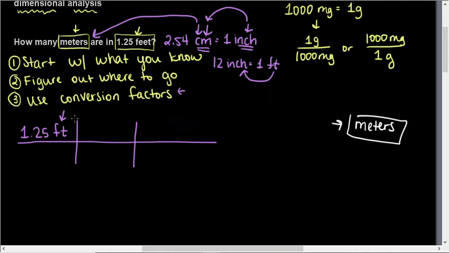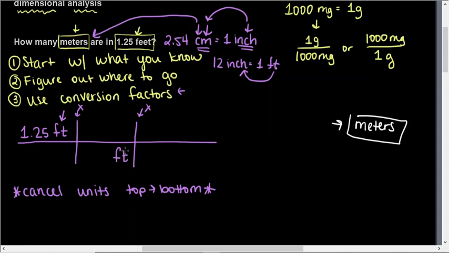The next important thing is you want to cancel the units, top to bottom. That's really, really important. That's the algebra trick that we're going to do here, because every single one of these steps means multiplication. That's going to be a multiplication sign. And because these are each fractions, we can cancel things on the top with things on the bottom to make it easy. So we know we want to put feet on the bottom here, and then we know we're going from feet to inches.